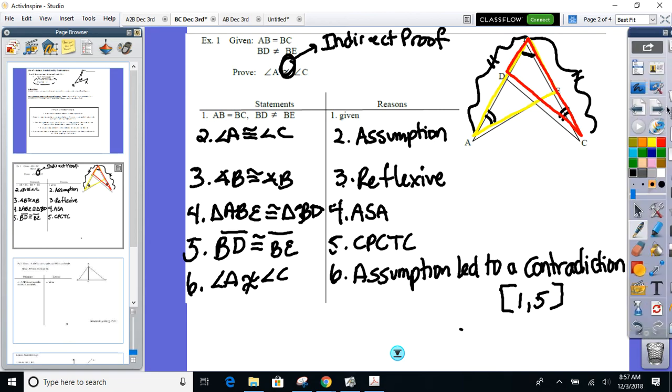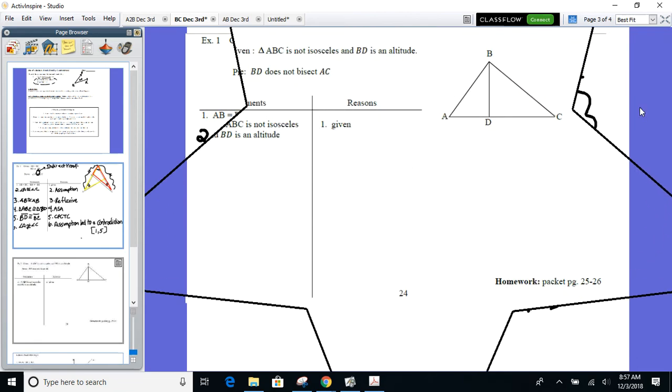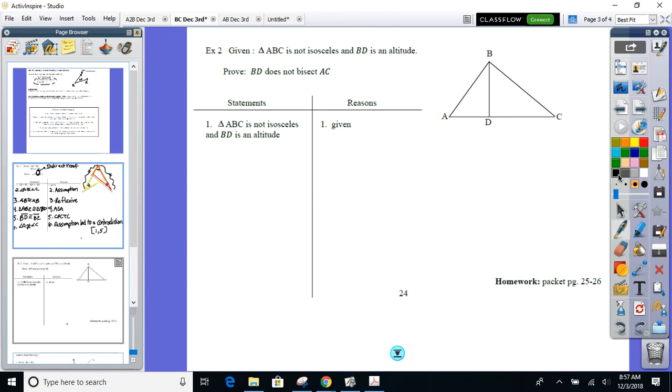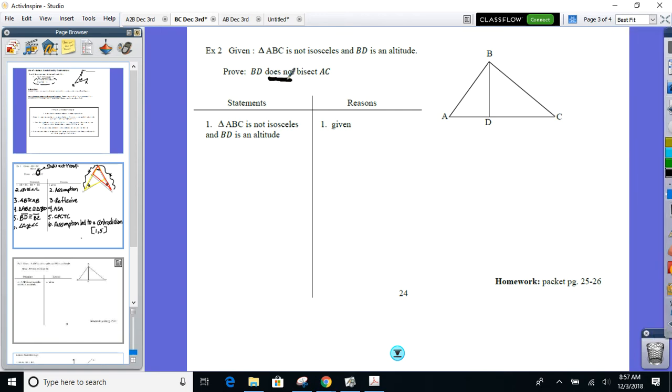All right. Here we go. Does everybody see why I need an indirect proof? Let's start there. Why do I need an indirect proof? Prove BD does not bisect AC.